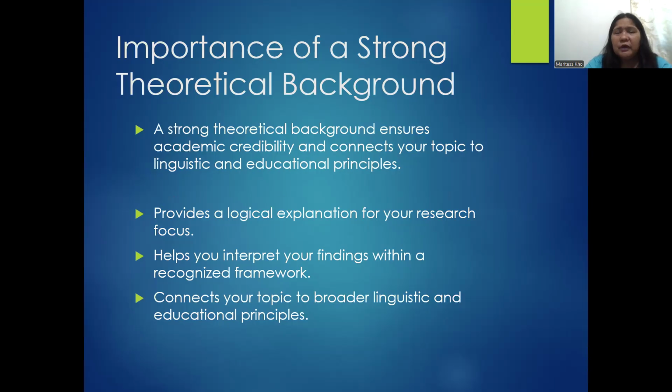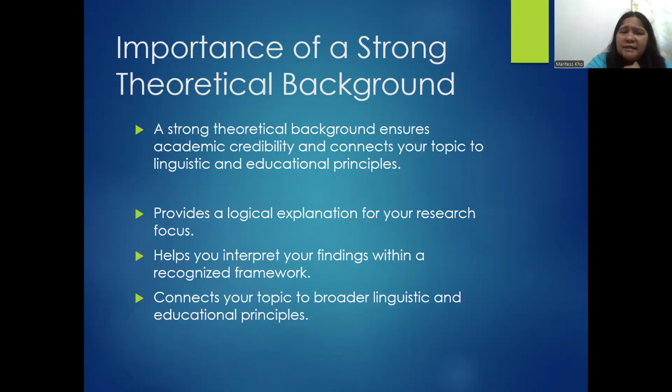Theories, as you know, help you clarify why you are studying a particular topic or relationship. Theories also provide a logical foundation that connects your problem to established knowledge. Now, if your topic is on students' anxiety in oral communication, you can make use of Krashen's affective filter hypothesis. Why?